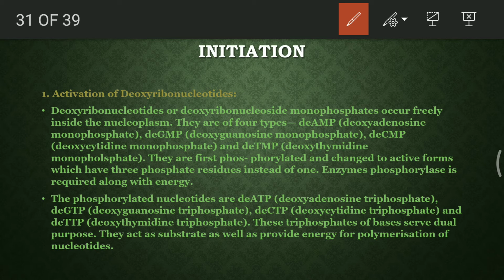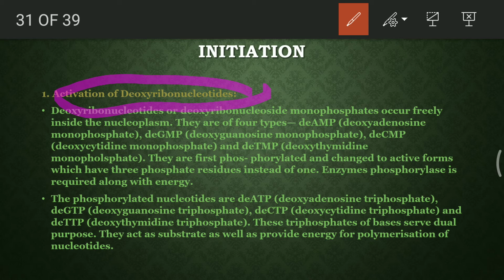So, initially, the very first thing we require for this entire process of DNA replication is finding out which portion is known as the origin of replication. The second important thing is, once the ORI is found, we need the activation of deoxyribonucleotides, because these are the substances which will be providing us energy in order to form the hydrogen bonds.